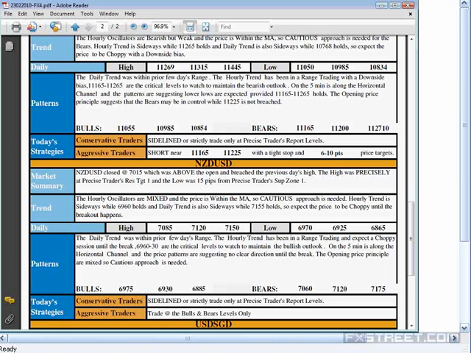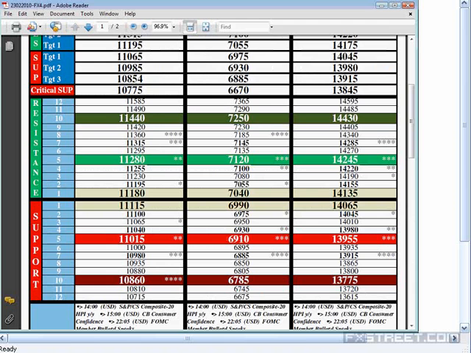So prepare yourself, or start the day by looking at these two levels. This is where we call resistance zone 1 and support zone 1. These two levels give you a trade signal when price breaks or breaches any one of them.